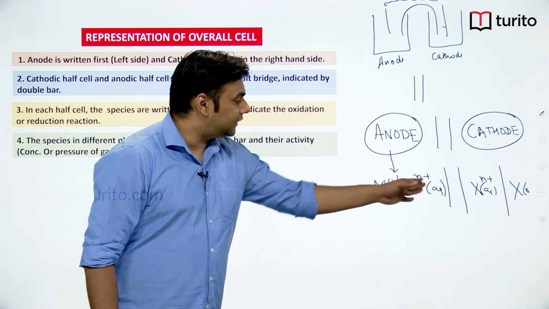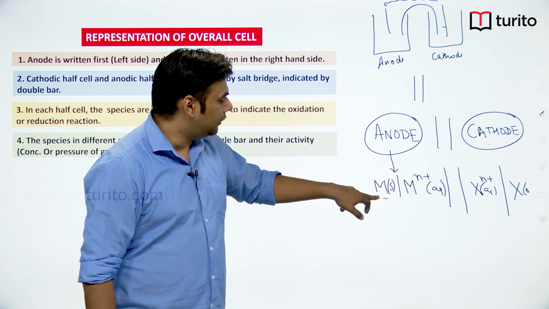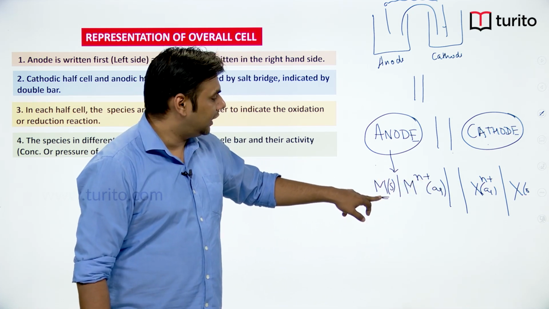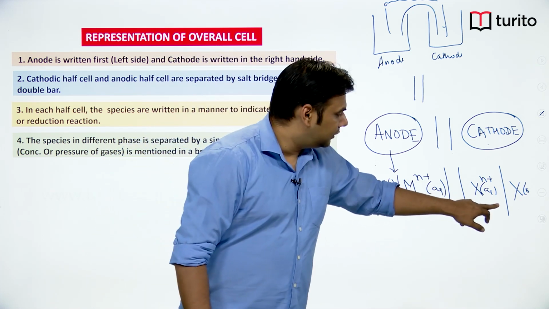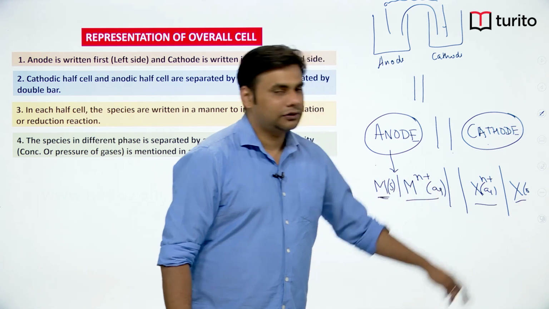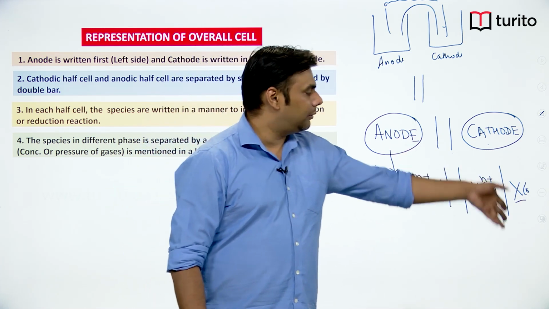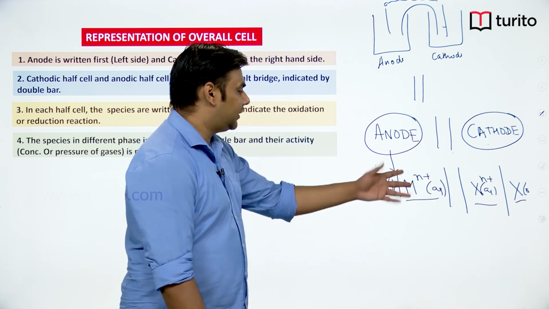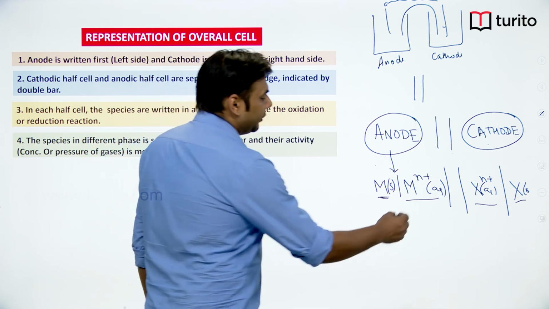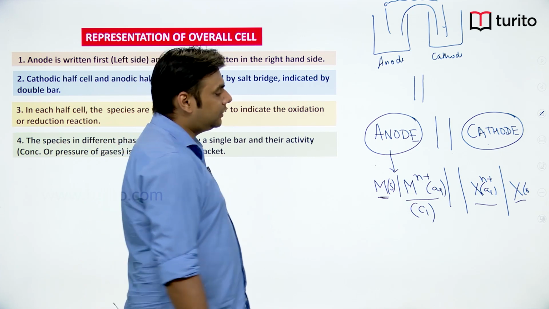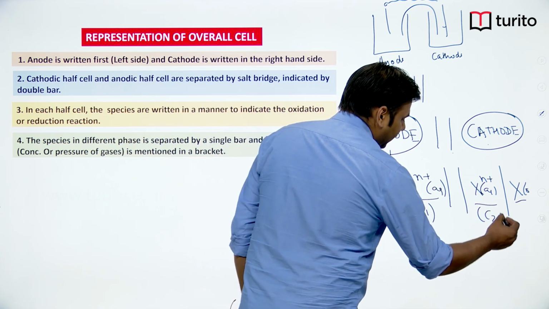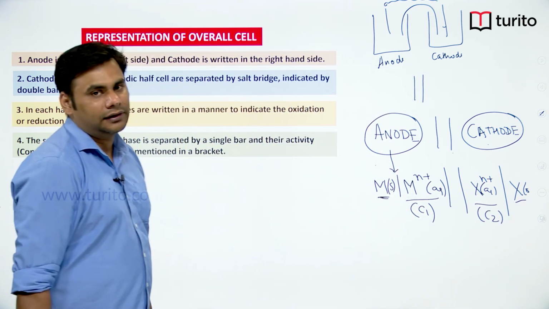Now if the phases are different, we know that the metal is in the solid state, and the ions are in the aqueous phase. So they will be separated by a single bar. And if some concentrations are mentioned, we will mention the concentration. Suppose the concentration of this was mentioned as C1, we will write it in square brackets, and if the concentration of this was mentioned as C2, we will write it as C2.